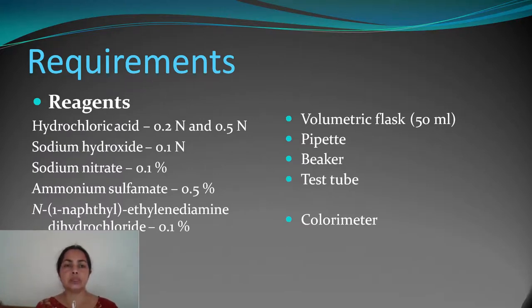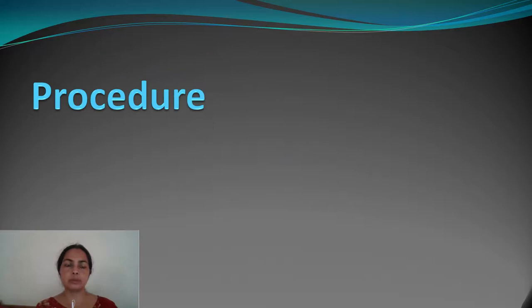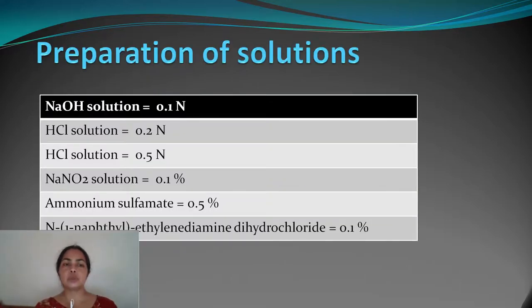Then come the requirements. We will require these reagents: hydrochloric acid, sodium hydroxide, sodium nitrate, ammonium sulfamate, N-naphthyl ethylene diamine dihydrochloride. Then glasswares like volumetric flask, pipette, beaker, test tubes. Then a colorimeter instrument will be used for doing the experiment. Then we will see the procedure.